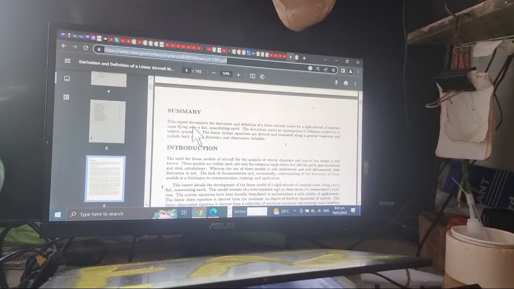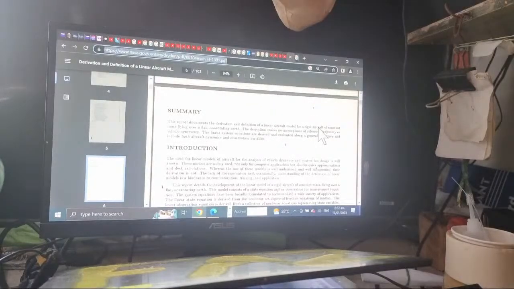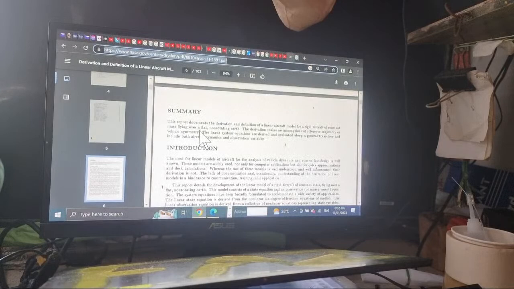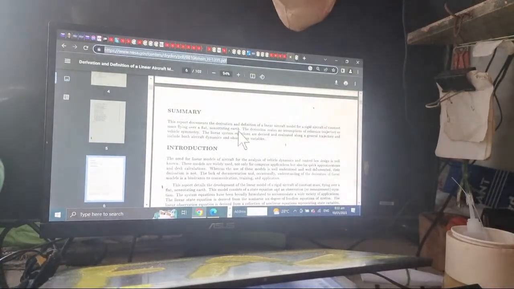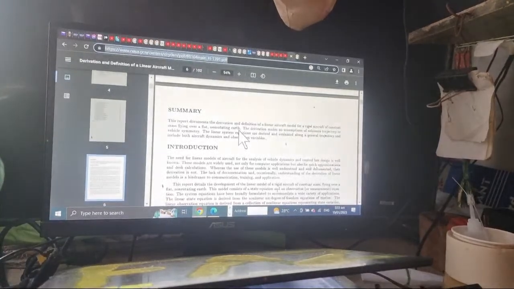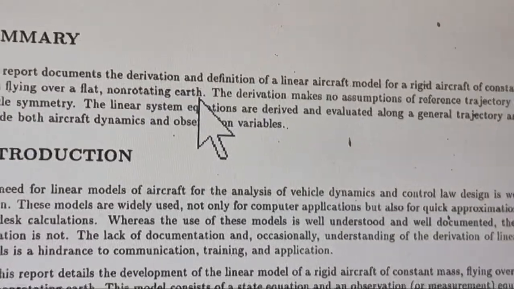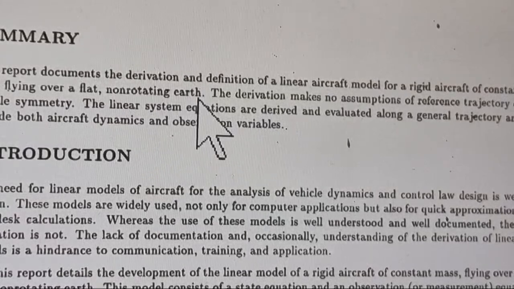So let's go. This is the summary of the report 1207. This report documents the derivation and definition of linear aircraft model for rigid aircraft of constant mass flying over a flat, non-rotating Earth. Okay, so right there, non-rotating Earth.